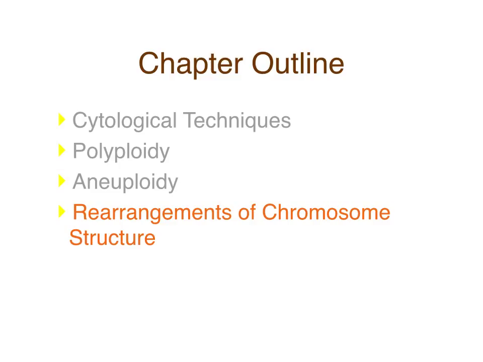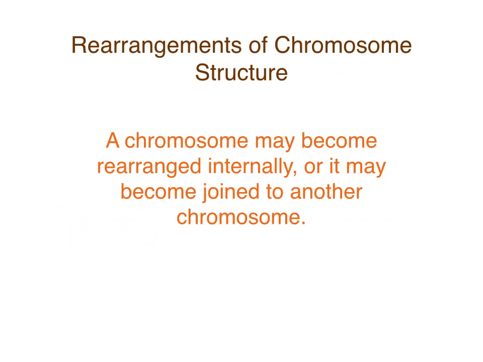Okay, so we've talked about cytological techniques, polyploidy, aneuploidy. Now let's just talk about rearrangements in chromosomal structures. So here we're not necessarily having an overrepresentation or an underrepresentation. We're just getting a rearrangement of how the genes are housed in these chromosomes. And again, like with all the rest of these, they have important evolutionary consequences that we'll talk about in a second.